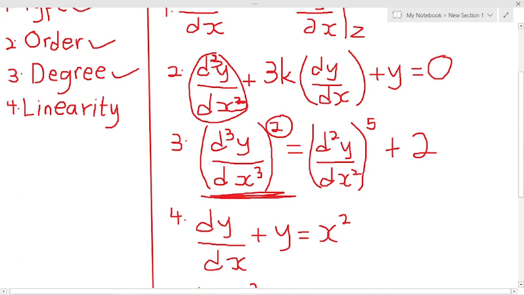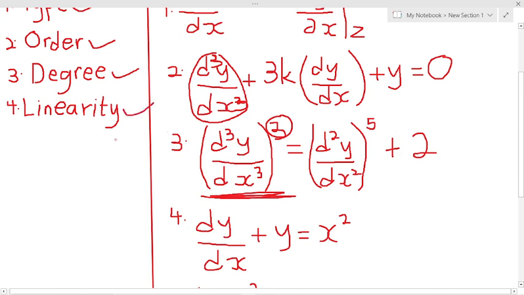If here was supposed to be a 3 or even a 4, it will still be a third order differential equation of degree 3 or of degree 4. It doesn't matter whether the power here is larger than this one. So far as this here makes this equation a third order equation, the degree is always dependent on the highest order here.